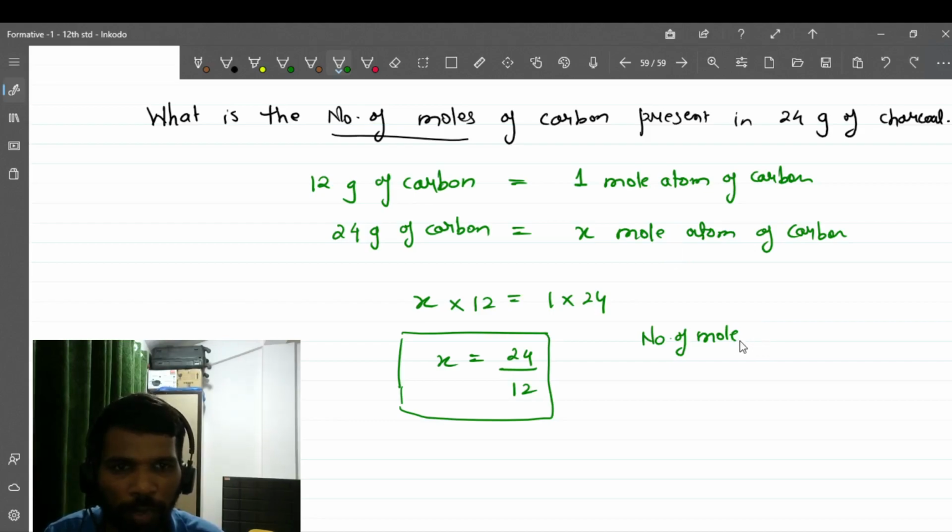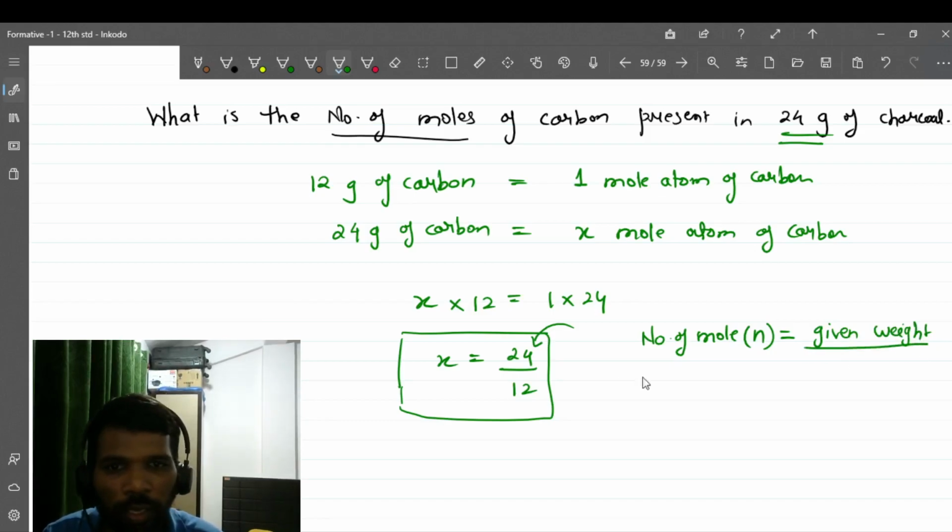X mole atom of carbon, right? So number of moles is represented by small n. What is this 24 in this question? 24 is the molar mass, or sorry, the given weight. This is what 24 is, the given weight. So you write this given weight.